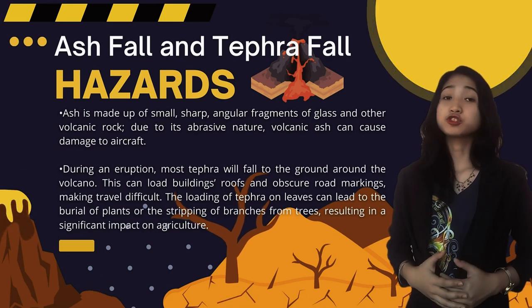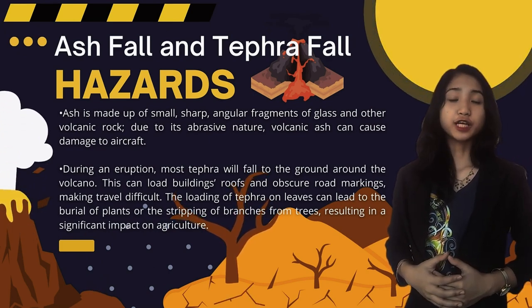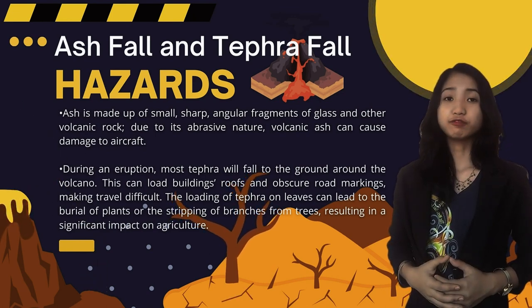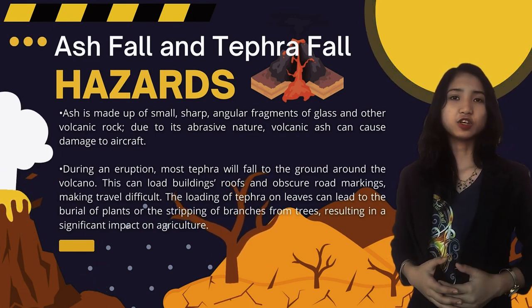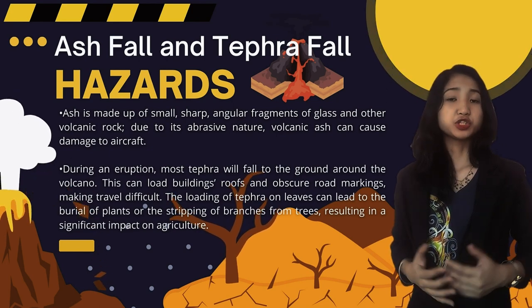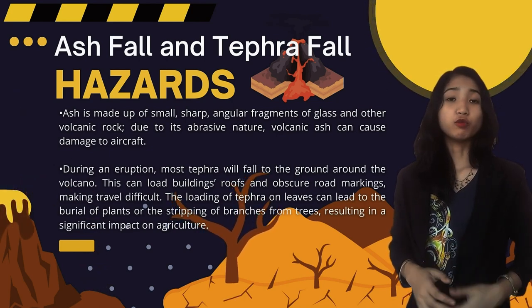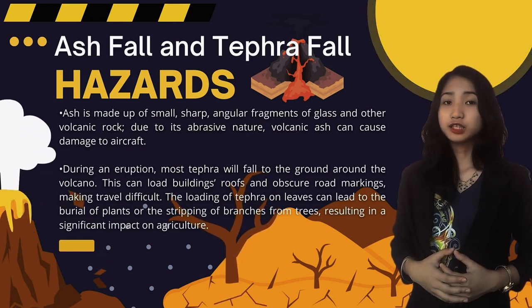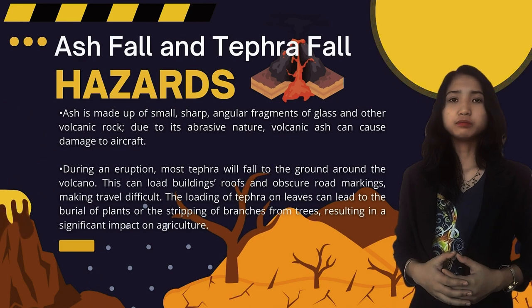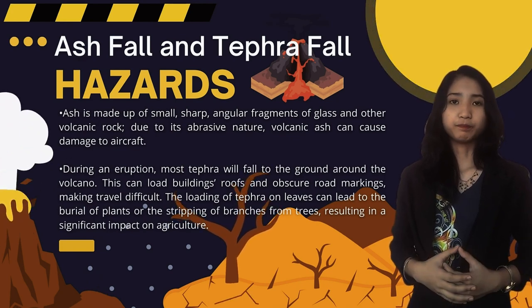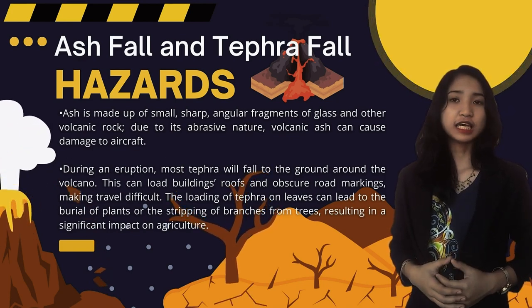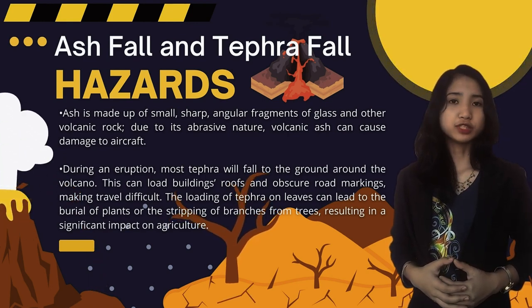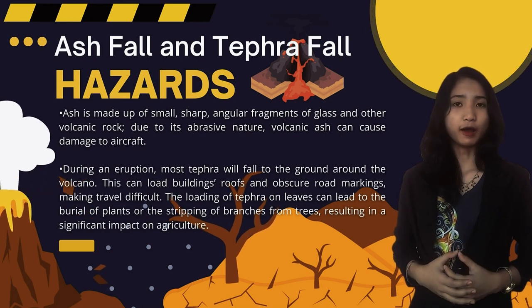Ash is made up of small, sharp, angular fragments of glass and other volcanic materials. Due to its abrasive nature, volcanic ash can cause damage to aircraft. During an eruption, most tephra will fall to the ground around the volcano. This can load buildings' roofs and obscure road markings, making travel difficult. The loading of tephra on leaves can lead to the burial of plants or snapping of branches from trees, resulting in a significant impact on agriculture.